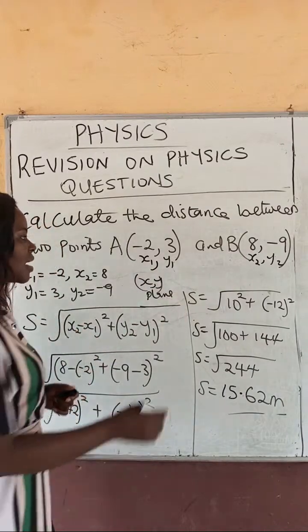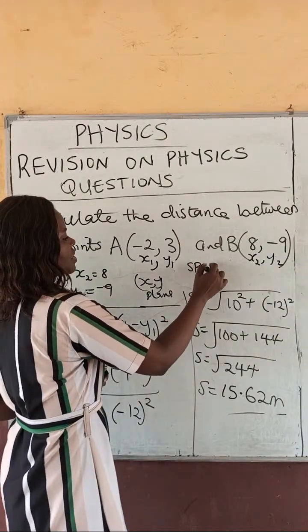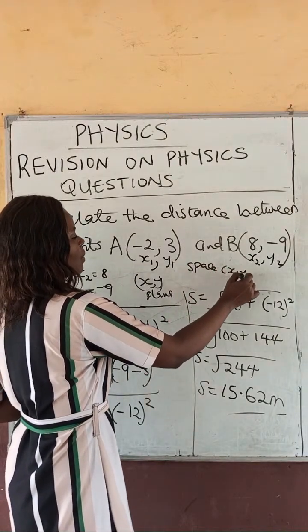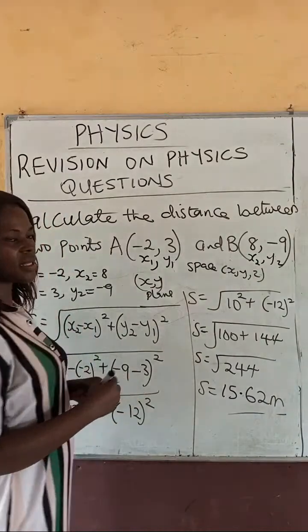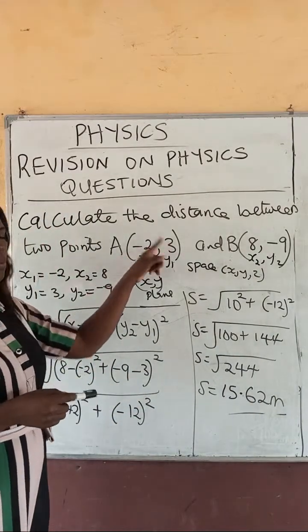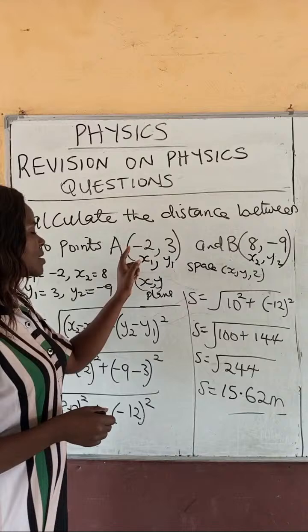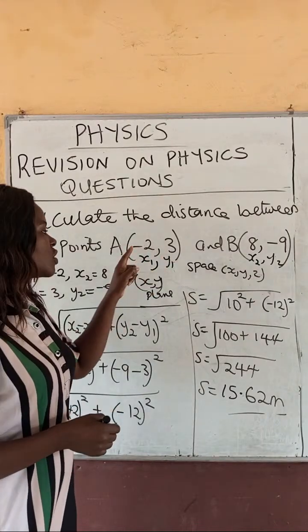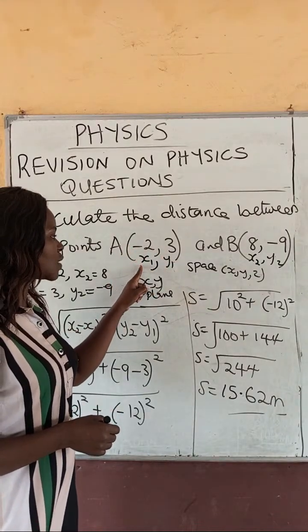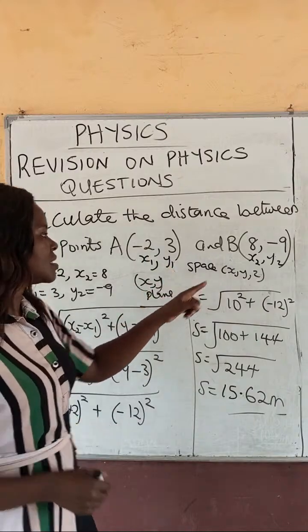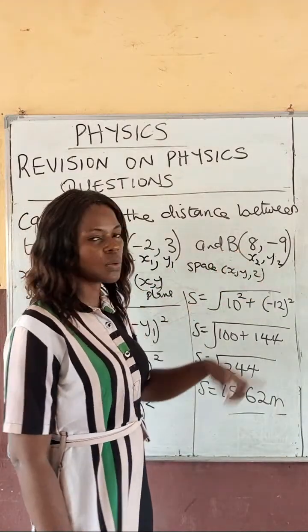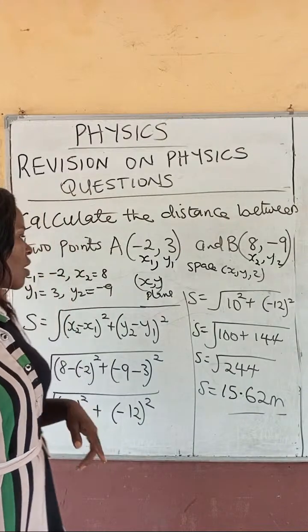Okay, and space is characterized by x, y, and z. Now, since we have just two coordinates, two axes here, we have x and y. So this is the first point. This is x1 and y1. This is the second point. This is x2 and y2. Is that okay? All right.